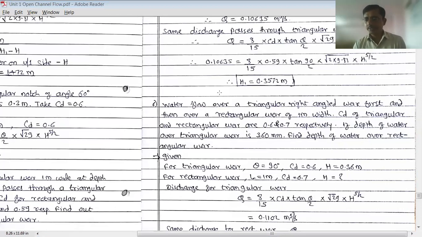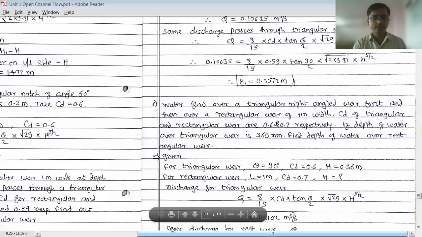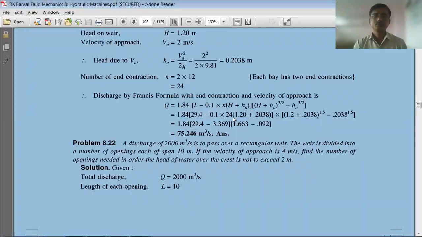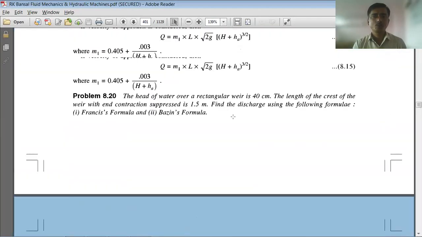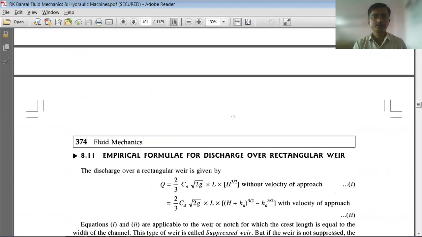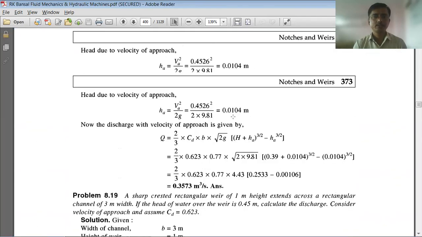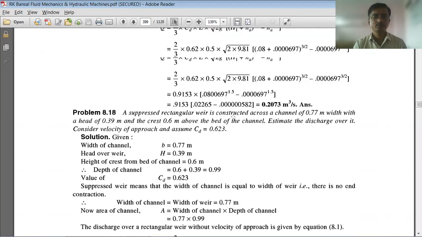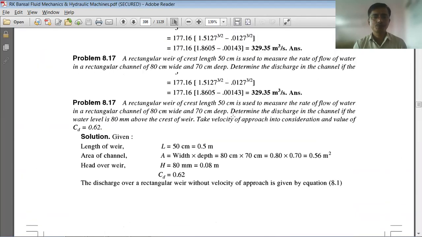Now there are many problems we can practice here, but we don't have that much time to practice solving problems here. If time permits, we will come back to solve these problems. Now we are going to move toward the next point. What is that next point? Velocity of approach. This is our next point. Write down the title: Velocity of approach.